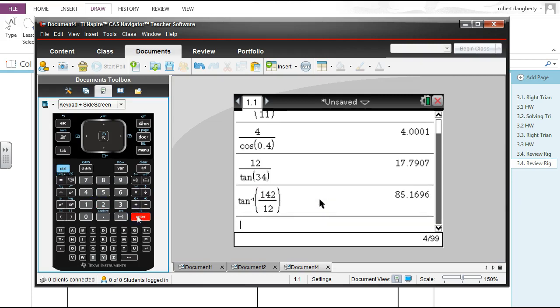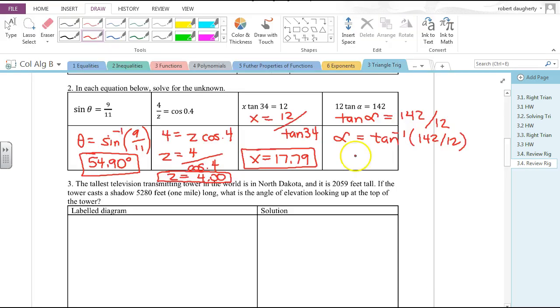That is 85.17. So 85.17, that's an angle. It is measured in degrees. Okay, so fairly straightforward, just using your calculator for some computations.